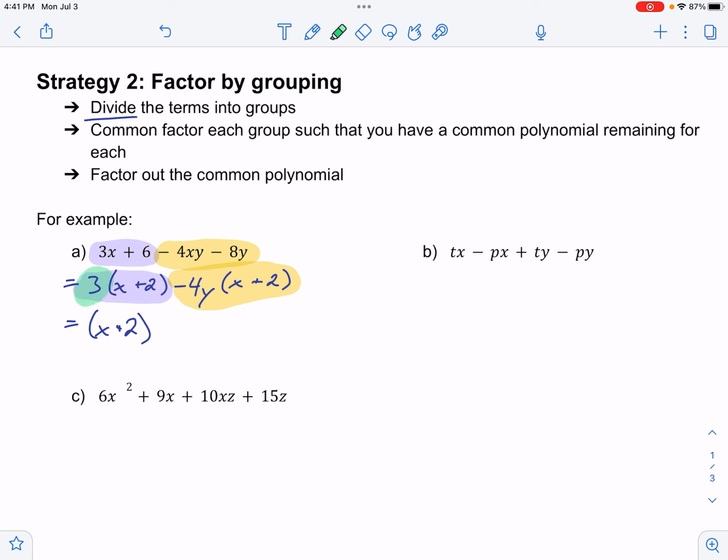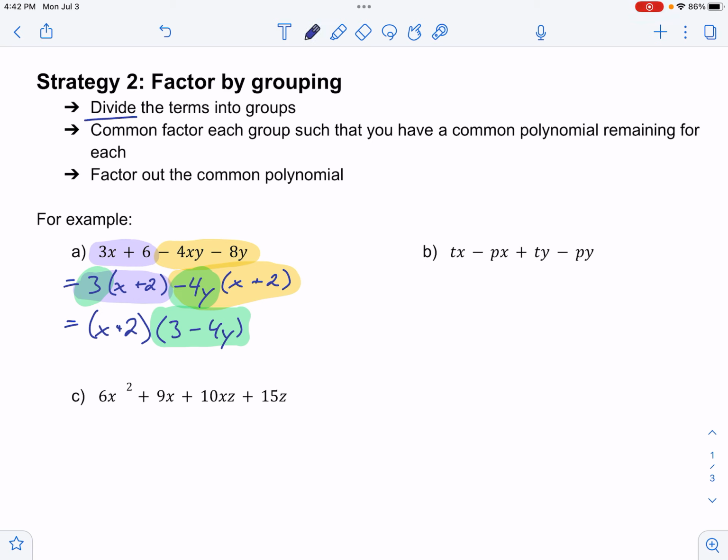Let's see if green shows up. Yep. So the stuff in the green is now going to be what I put in my second bracket. 3 take away 4y. This is the stuff that was on the outsides. X plus 2 was the stuff on the insides. Let's do it again. Question B.